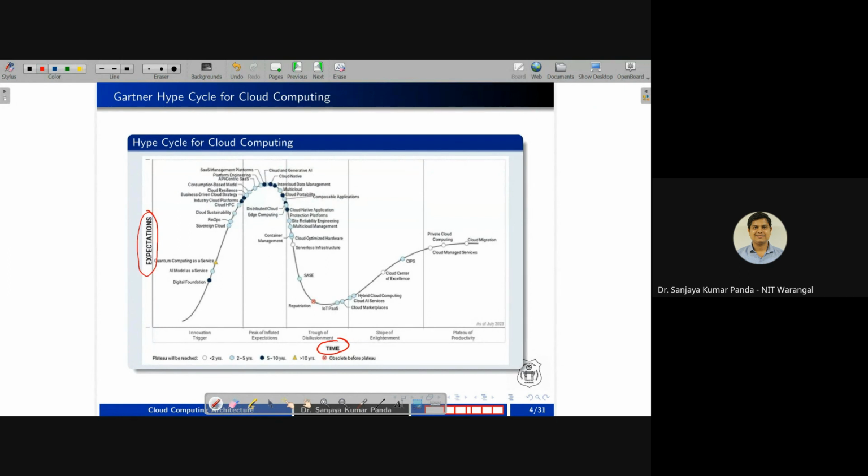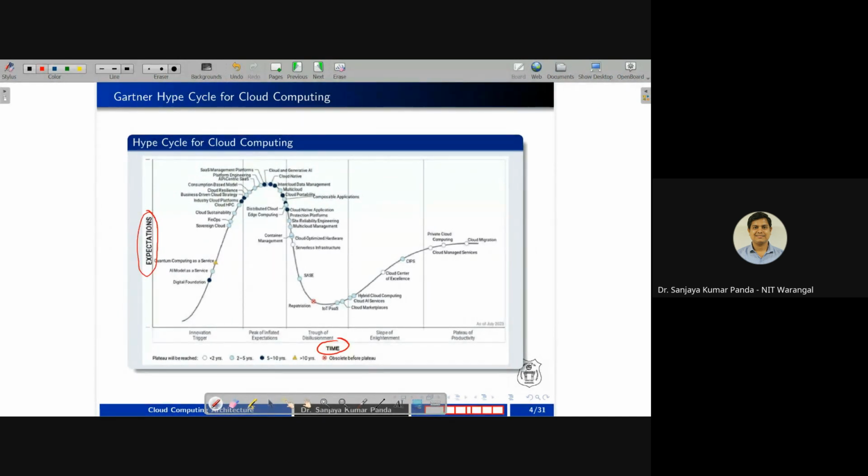Like I will ask you, I want to know, over a period of time, how long cloud computing is going to be one of the emerging areas in industry. Or you can ask how many years artificial intelligence or machine learning is going to be in hype in the market, right? So that you can find from this particular hype cycle.